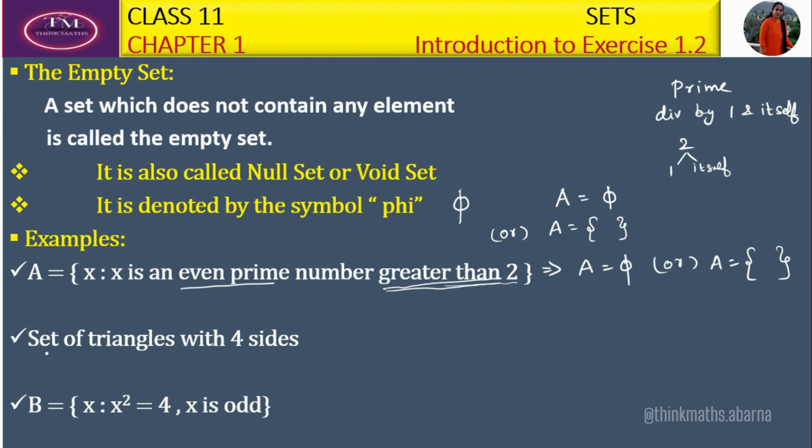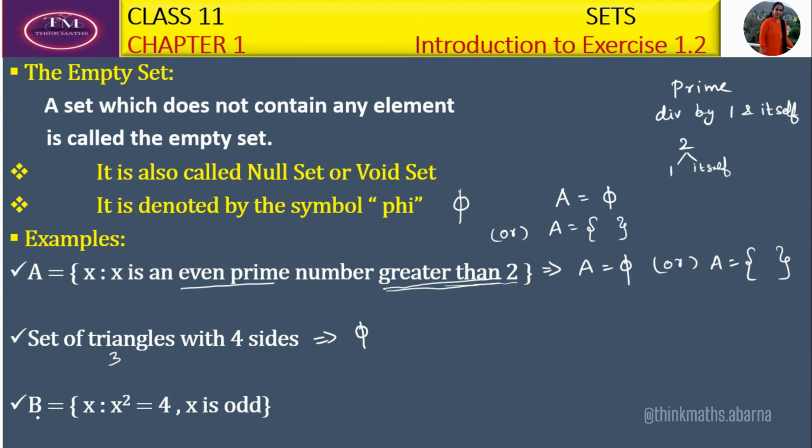Next, in the same way, set of triangles with 4 sides. Here also there is no element because a triangle will have only 3 sides. So we don't have any triangles with 4 sides. So this is a null set.